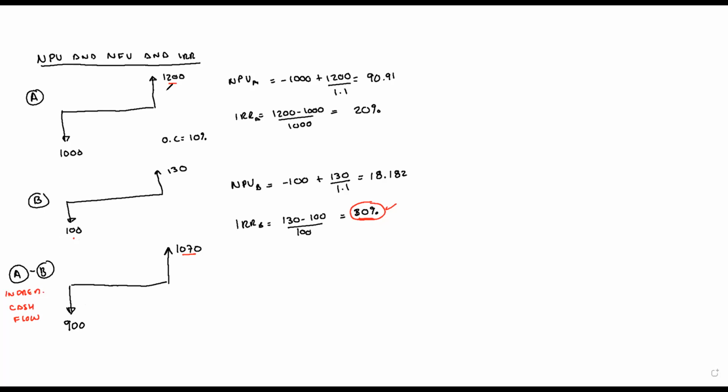So if we compute from this one here, let's take a look at the net present value. So the net present value of A minus B is going to be equal to minus 900 plus 1070 divided by 1.1. And my internal rate of return of the incremental cash flow is going to be 1070 minus 900 over 900. Okay, so let's see this number here.